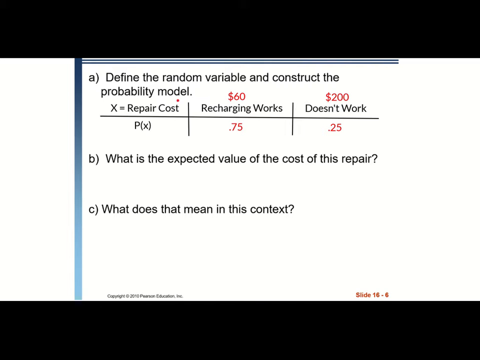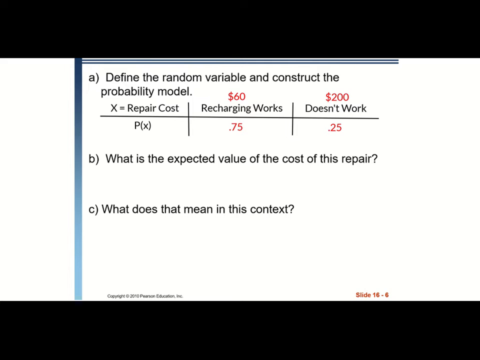So the random variable is the cost. That's in red up here. I just wrote in the situations that led to those costs. And then we have the probabilities associated with those random variables. We also want to check to make sure that the probabilities add to 100%.